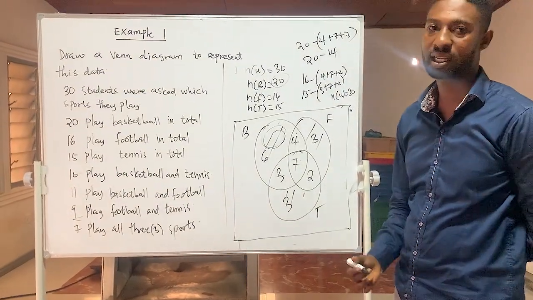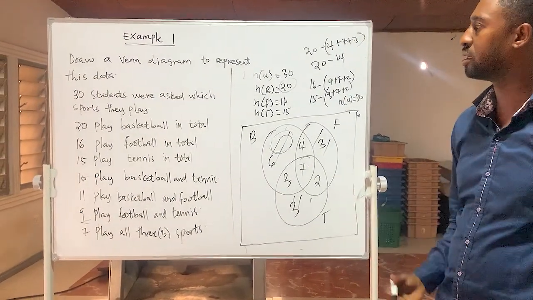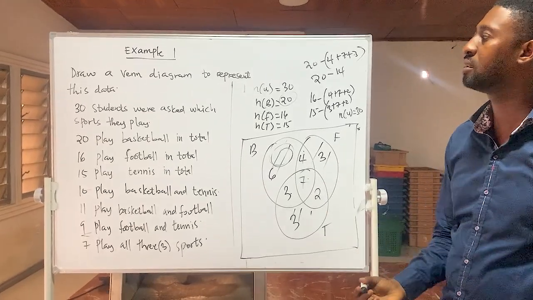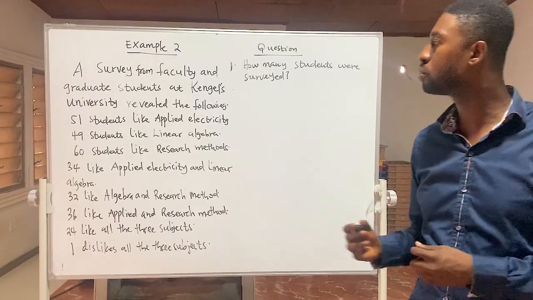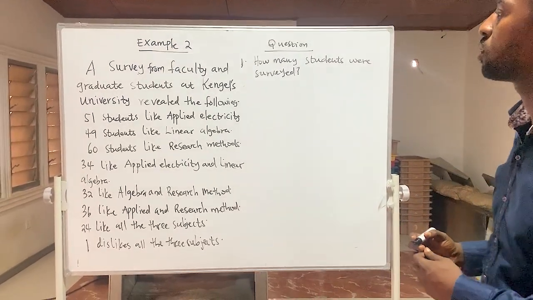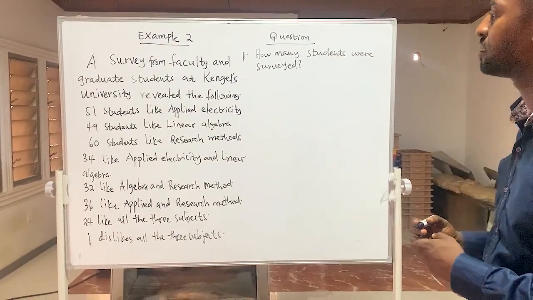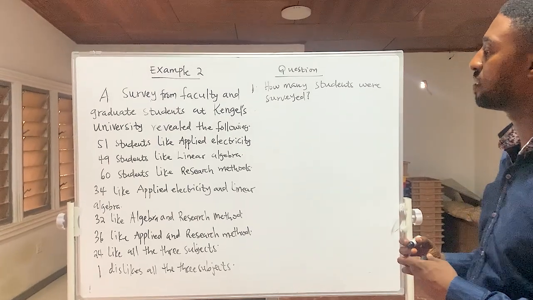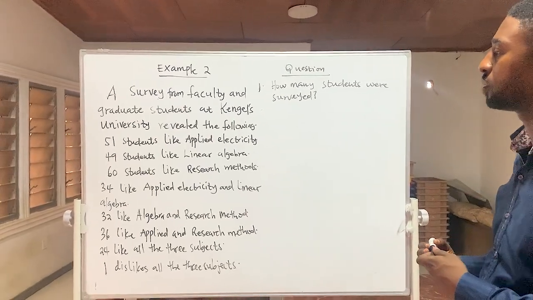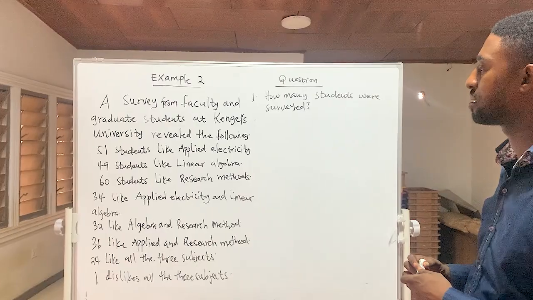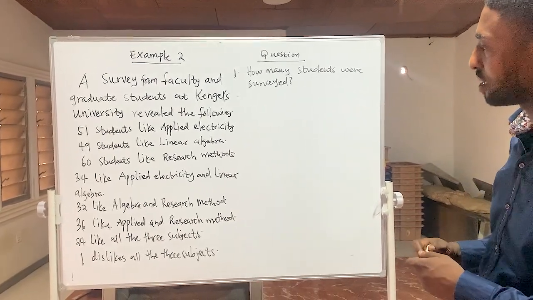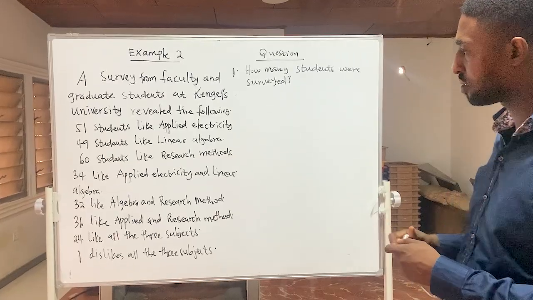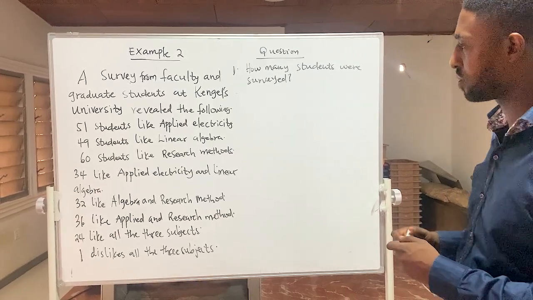So let's take another question for you to understand the Venn diagram or 3-set problem. So for example 2, a survey from faculty and graduate students at Kendall's University revealed the following. 51 students like applied electricity. 41 students like linear algebra. 60 students like research methods.